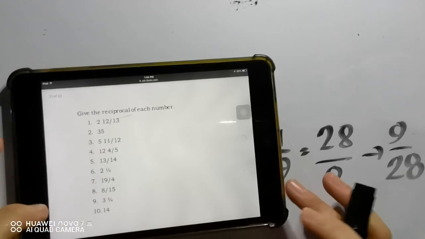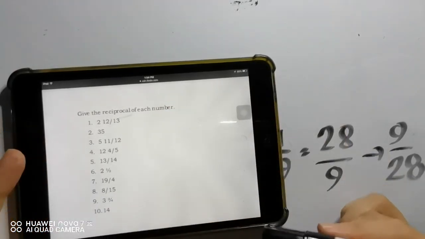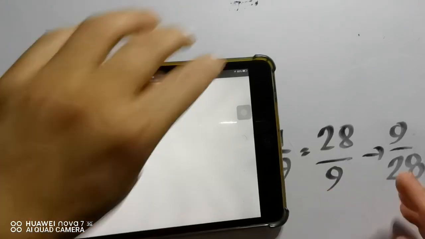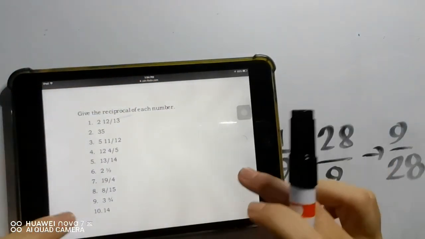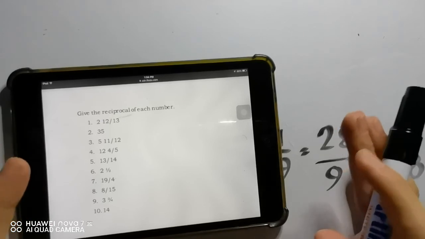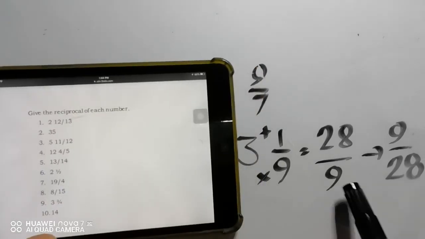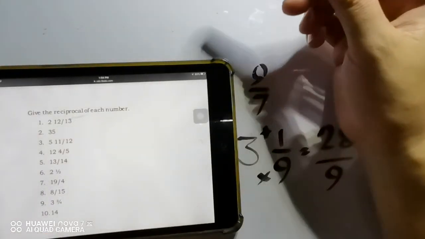So parang ganun din dito, baliktarin mo lang, reciprocal. So kung may whole number, gawing fraction, and then saka gawin ng inverse. Kung mixed form, ganun pa din, gagawing improper.